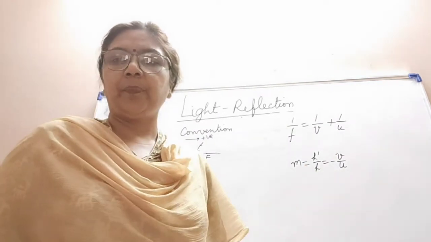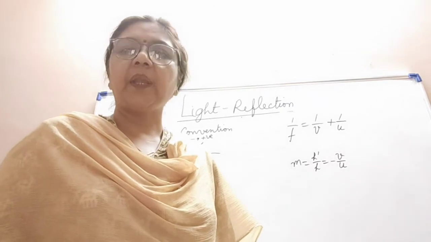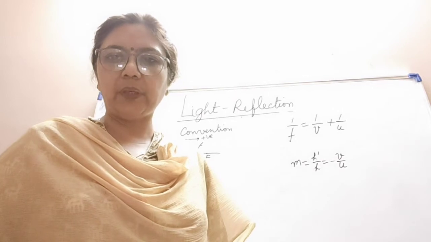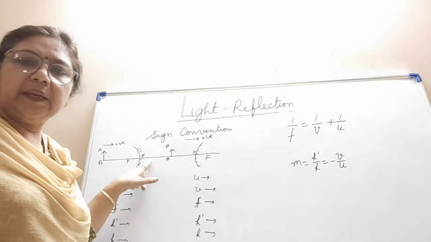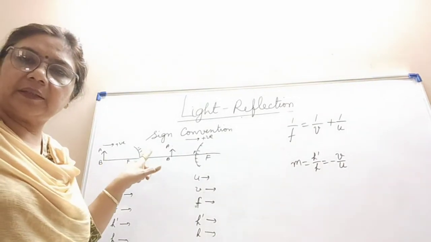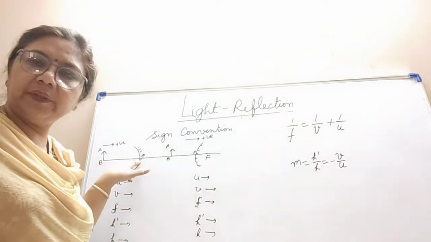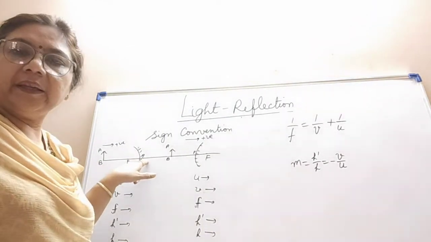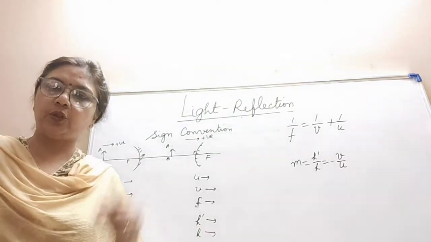Now when we put the values in the formula, before that we have to put a plus or minus sign according to the condition. What are those conditions? That is called sign convention. In sign convention it is said that when we start measuring any distance, we have to start from the pole. That is, if you are measuring with a scale, then 0 of the scale should be on the pole. And then in which direction we move will decide whether the quantity is positive or negative.